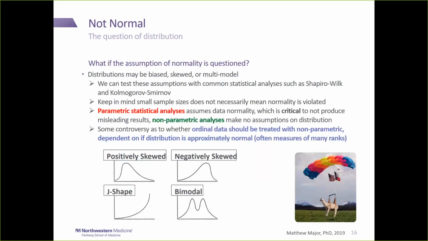Now, quick caveat, just something to mention, there is a bit of controversy as to whether ordinal data, as I mentioned before, should be treated with non-parametric analyses. This really is dependent on if the distribution is approximately normal. And this can happen sometimes if you have measures of many, many ranks. So rather than a 0 to 10 on the pain scale, you might have 0 to 250. You have increased resolution in that case.